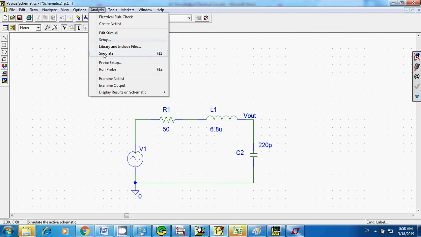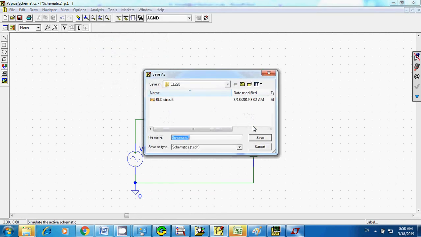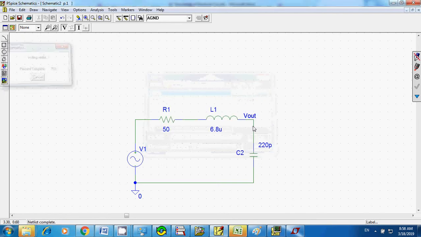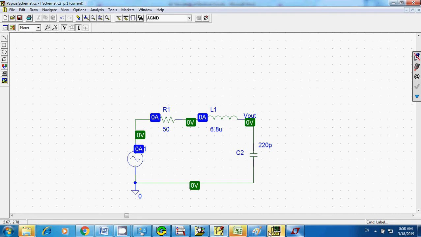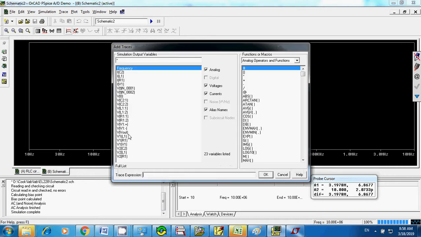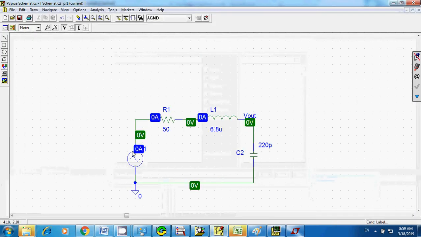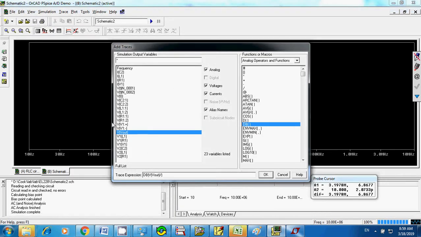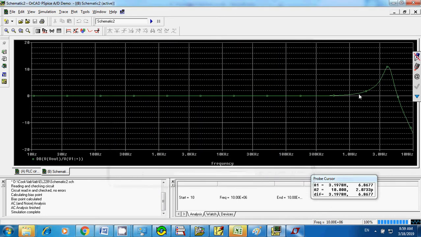Alright, let's do the analysis. You go to F11, or you run the simulation. It asks you to save first. Just put whatever name. Now it's going to show you the plot. I go to the add trace icon, and I'm going to plot dB, decibel, and then you put V out. The gain means V out divided by V in, and my V in is V1. So I go to V1 plus divided, so it becomes the gain in units of dB. So this is my plot.